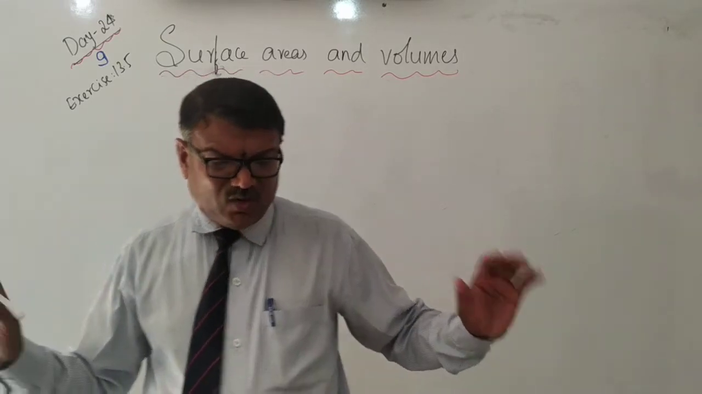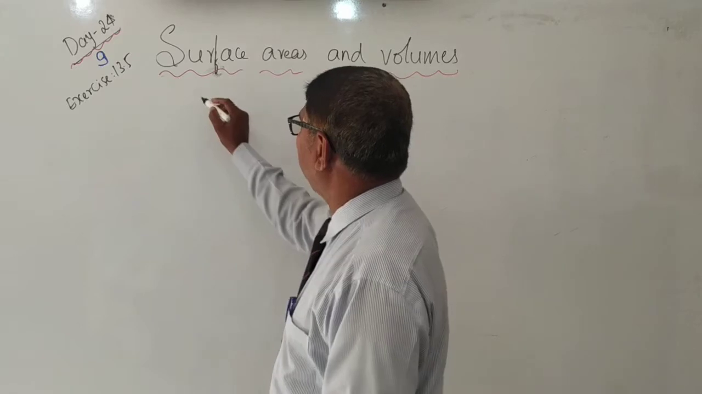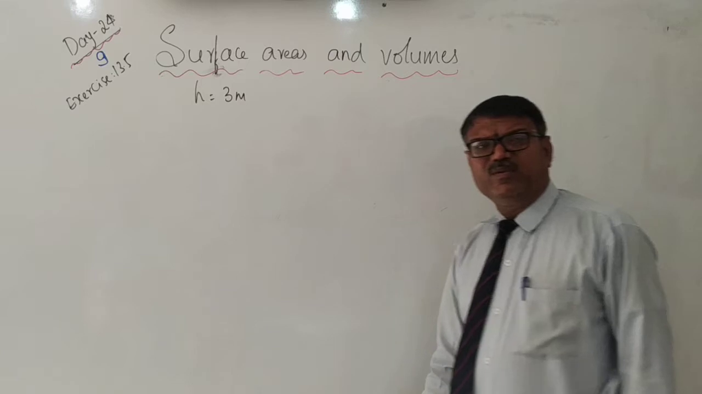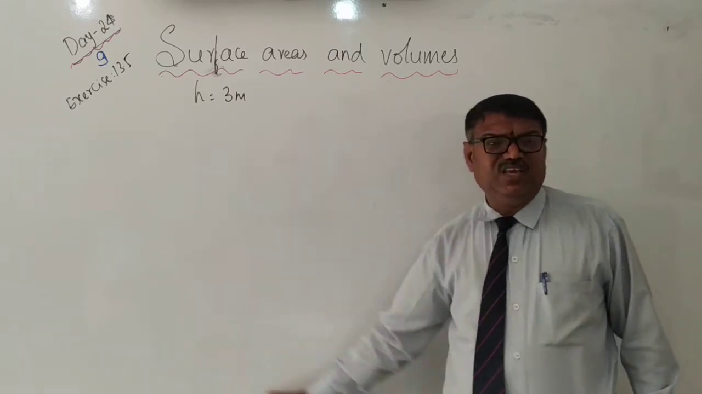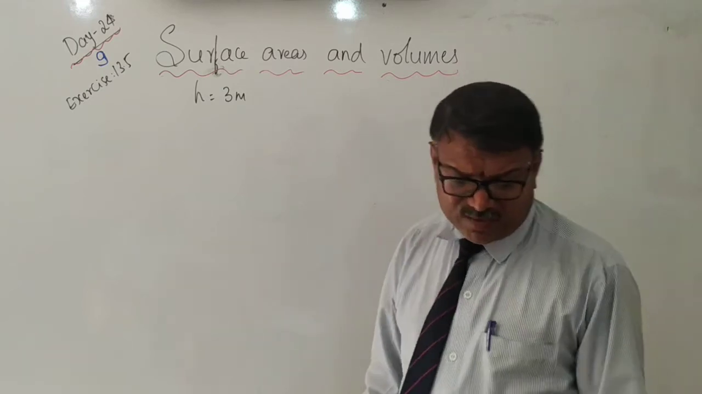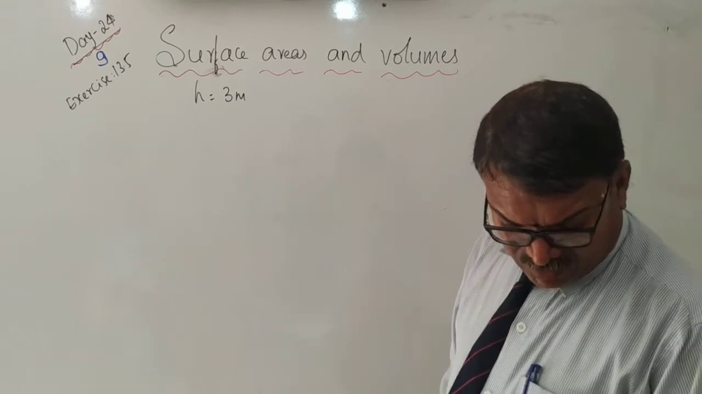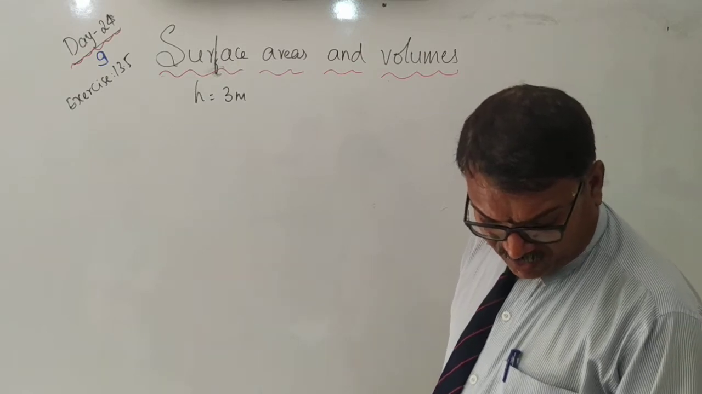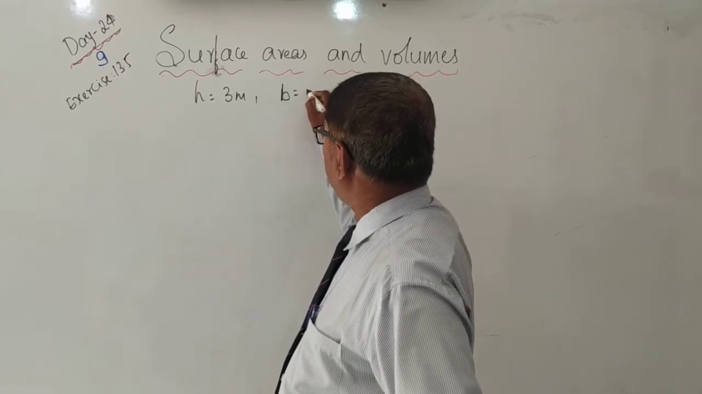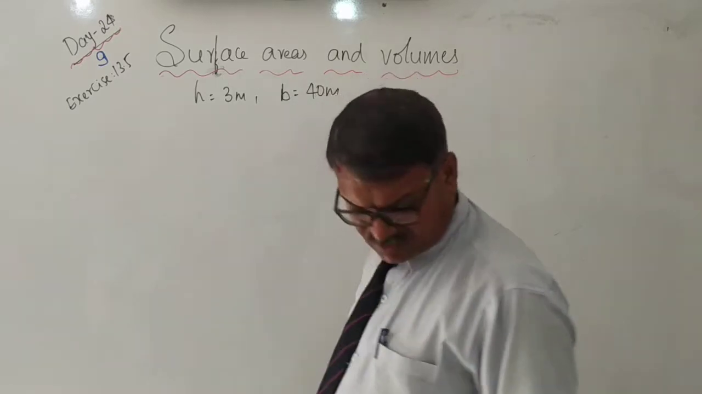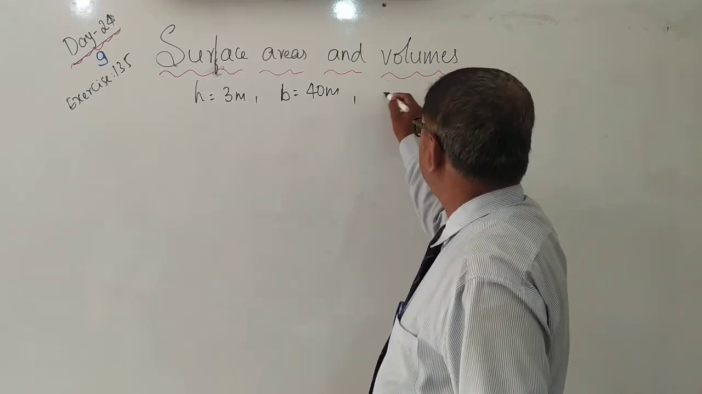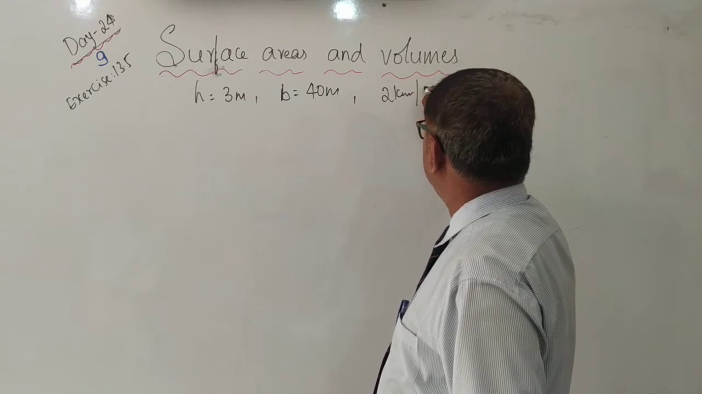A river is there whose depth is nothing but height. How many meters? 3 meters. See, a word problem means whatever they have given, if you write them down, then it is very easy to solve the problem. Okay? Right. Next, it is 3 meters deep and 40 meters wide. Wide means breadth. How much is it? 40 meters, flowing at the rate of 2 kilometers per hour.